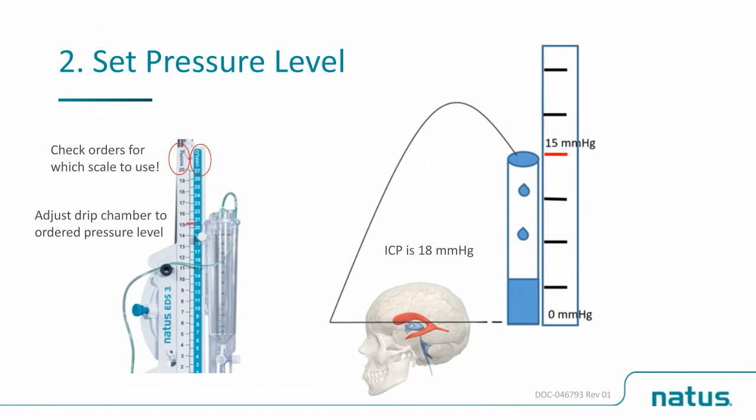Here our level is 15 millimeters of mercury. Our patient, depicted on the right, has an ICP of 18 millimeters of mercury. CSF is draining as the pressure in the head, 18, is greater than the set pressure level of 15. Be sure to note which scale is to be used, centimeters of water or millimeters of mercury. As you can see, the values do not line up. Also note that the bedside monitor will display the ICP in millimeters of mercury.